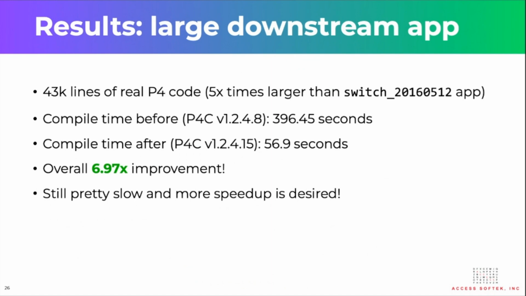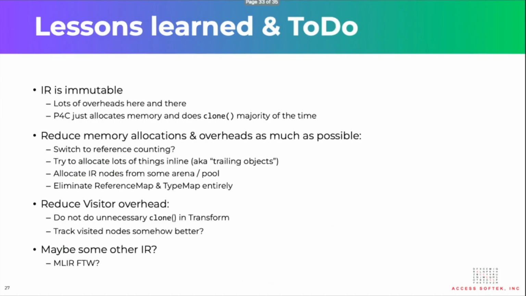Sorry. Pretty slow. P4C is terribly slow compared to other compilers we have out here. And definitely more speedup is desired. I would probably say, this is my last slide, that one of the reasons is that immutable IR imposes lots of overhead. Like 90% of the time, the compiler just allocates memory and clones and allocates memory and doesn't do anything else. So we need to work on reducing the memory allocations and overheads as much as possible.